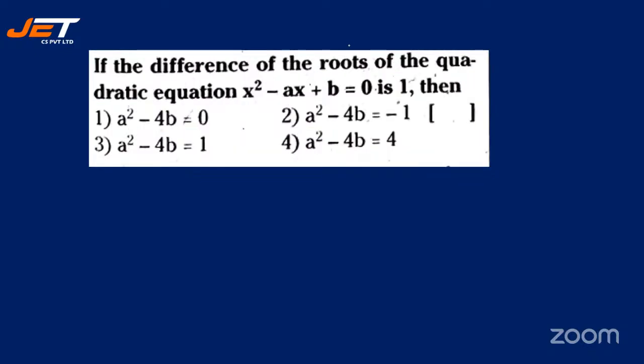See the next question. If the difference of the roots of the quadratic equation x square minus ax plus b is equal to 0 is 1, then a square minus 4b is 0, a square minus 4b is 1, a square minus 4b is minus 1, a square minus 4b is equal to 4. Okay. So the difference of the roots of the quadratic equation. So here goes the answer. It is a square minus 4b is equal to 1.